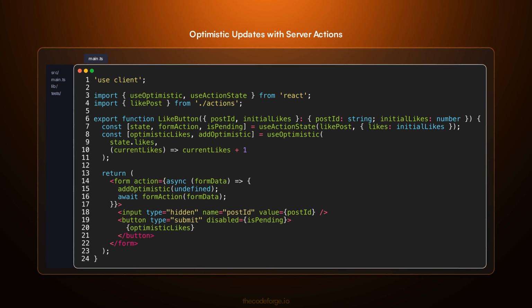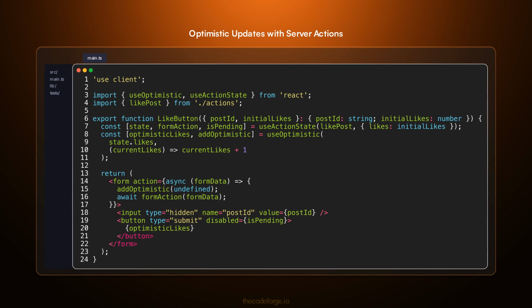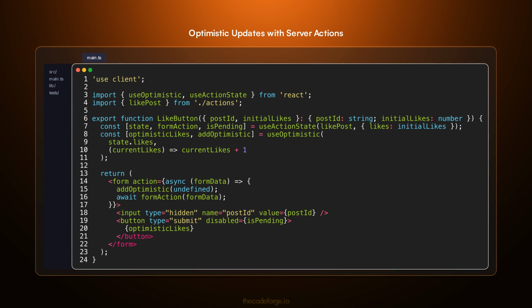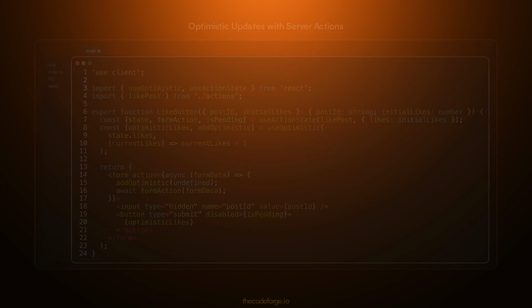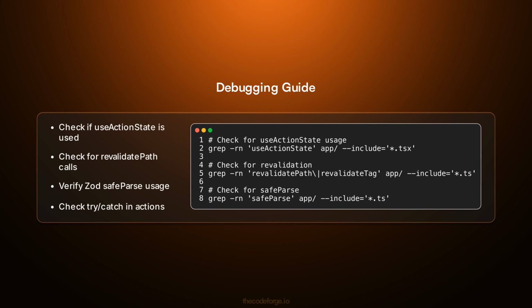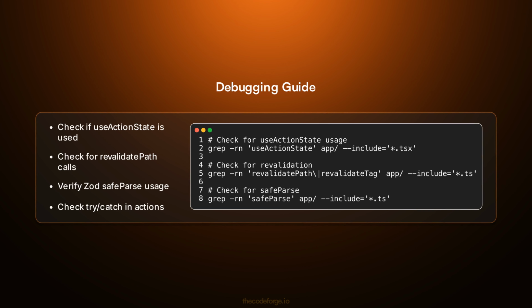The article mentions optimistic updates, but doesn't show code. This pattern uses useOptimistic from React 19 to update the UI immediately while the server action runs, then reverts on error. It's critical for responsive UIs like likes or comments. Use these commands to quickly diagnose common server action issues. Check if useActionState is used for pending state, if revalidation is called after mutations, and if safeParse is used instead of parse.